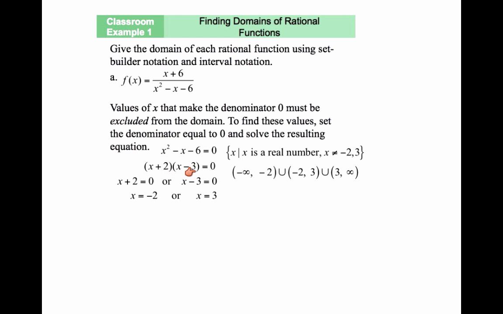We already know how to factor. x plus 2 times x minus 3. If I solve for this, I would get x equal to minus 2, x equal to 3. So these are the two values that we do not want to have. So to find the domain would be values of x such that x is all real numbers except x cannot be equal to negative 2 and 3. So it could be any number we want except those.